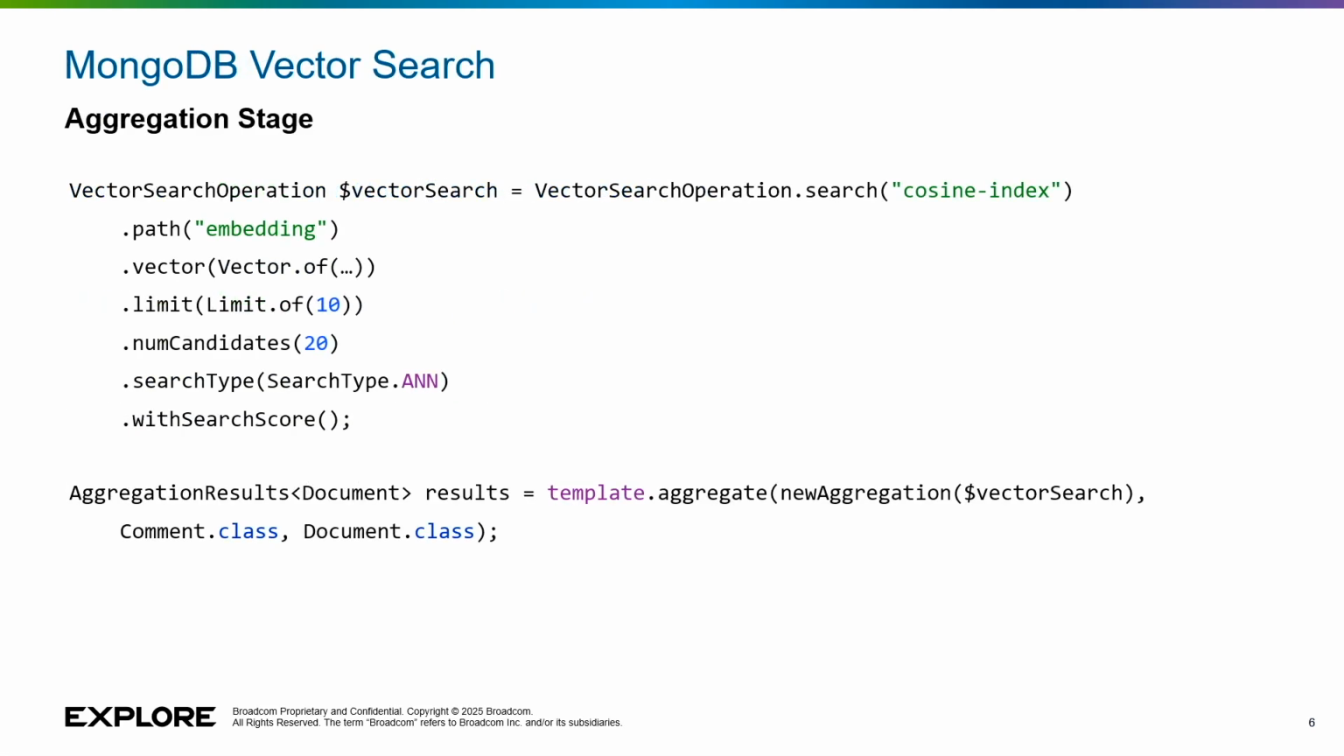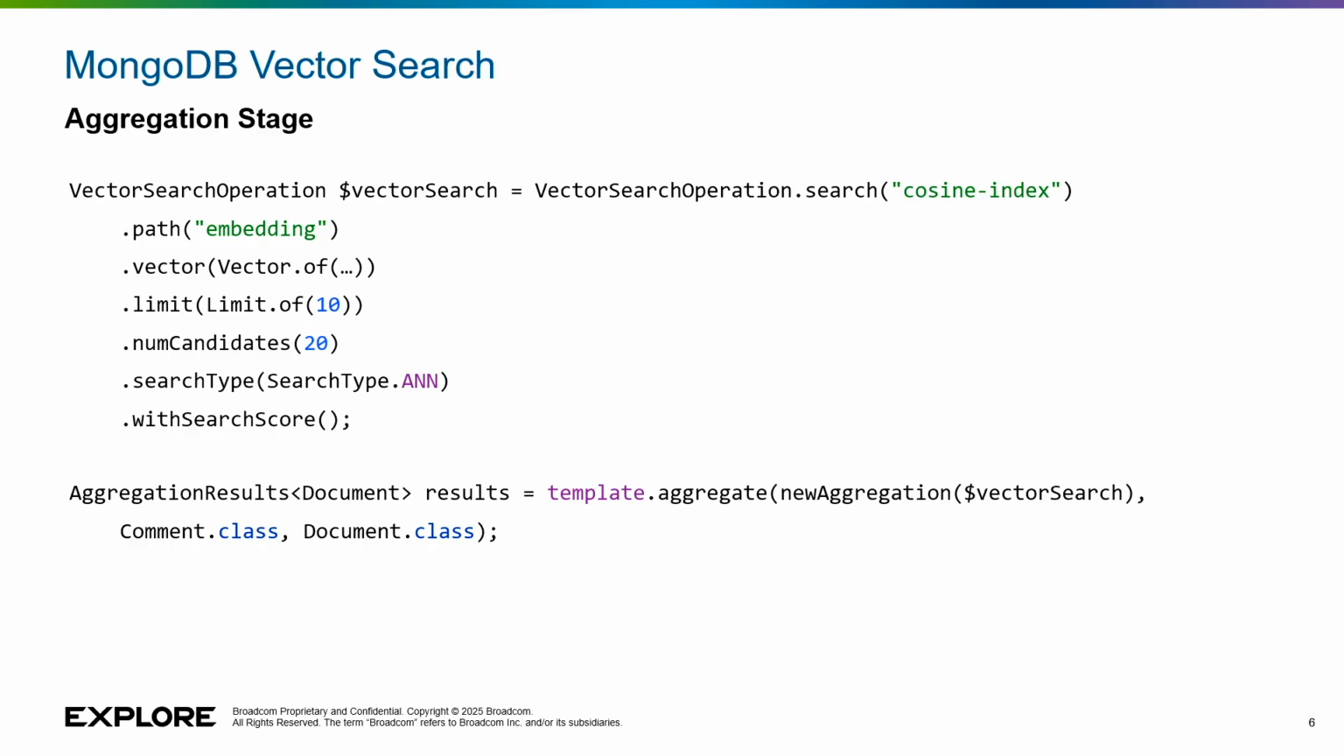The way that MongoDB makes vector search available is through an aggregation basically called vector search. What we do is we have a vector search operation, and the first part says search, and what you're searching is the index. There's a trick here: the cosine index, we could have called it foo index. You have to get your collection and say, hey, I'm setting this up for vector search. And then once you set it up for vector search, you can query it.